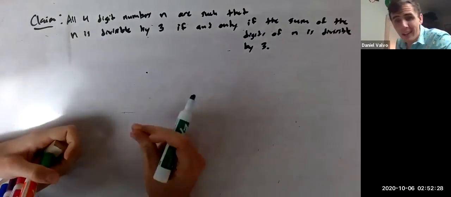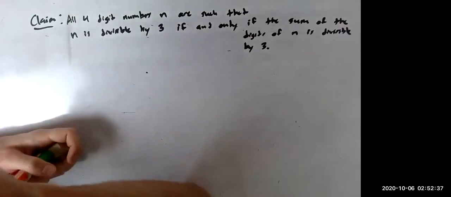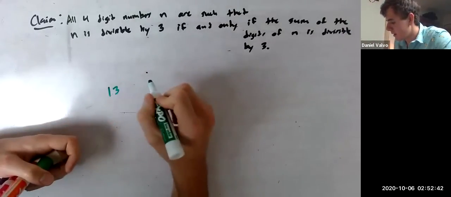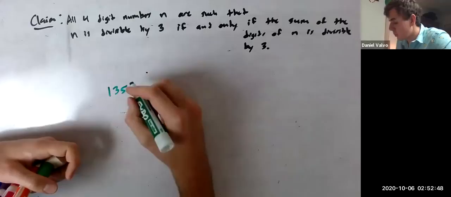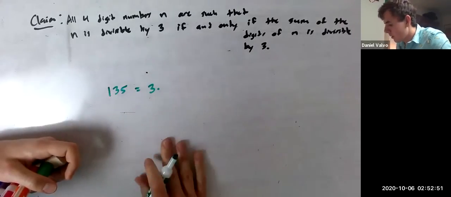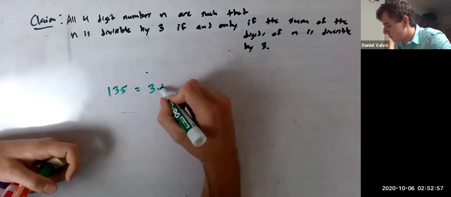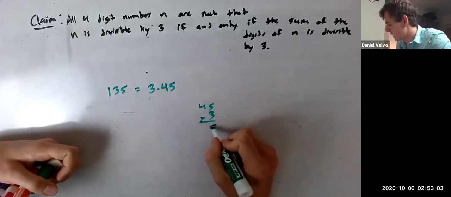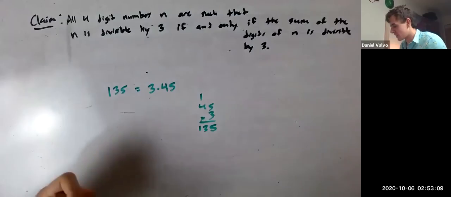What this means, right, is someone give me a great 4-digit number. Any great number divisible by 3. I'm going to say, how about 135? So 135 is divisible by 3, because if you do the math, it's going to equal 3 times 45, right? Because 45 times 3, 15, 3 times 4 is 12, plus 1, 135. So 135 is certainly divisible by 3.